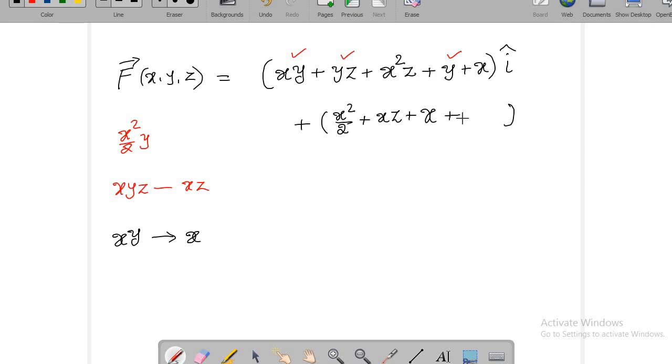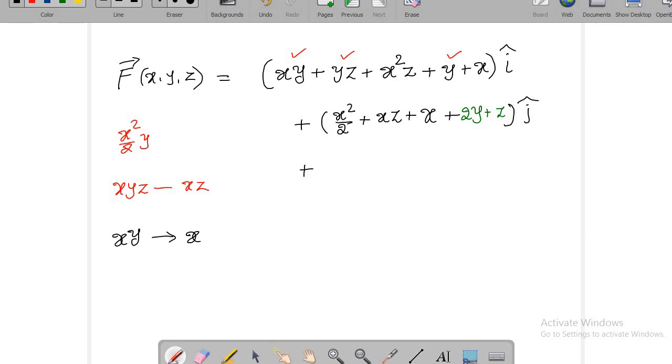And next, if you want to write a few more terms, you can write some terms which involve only y and z. Okay, so let me write some term which involves y and z. So let me write 2y plus j into j.